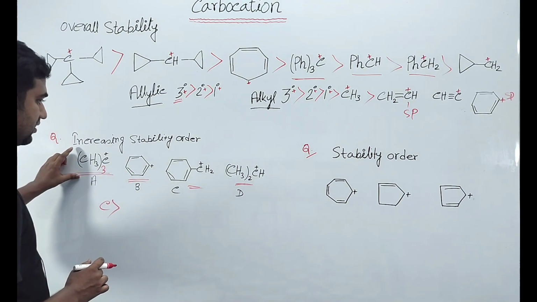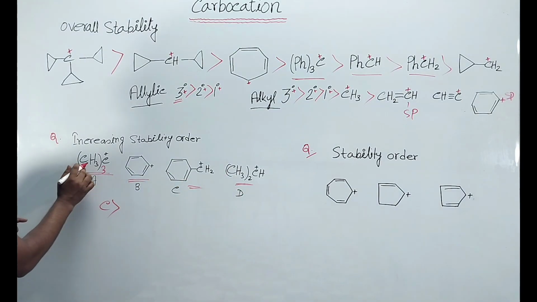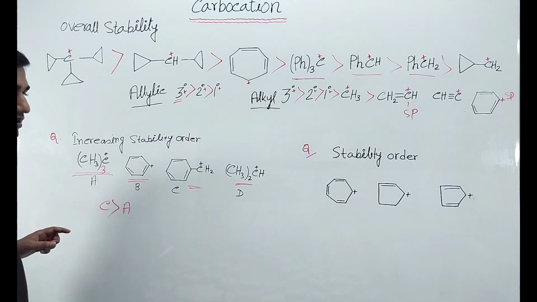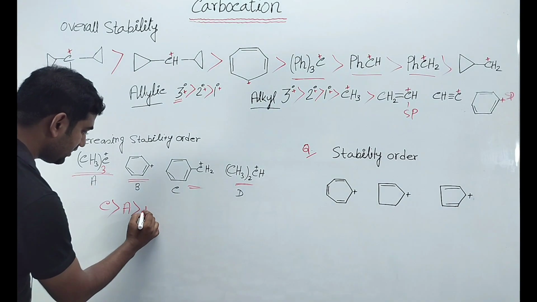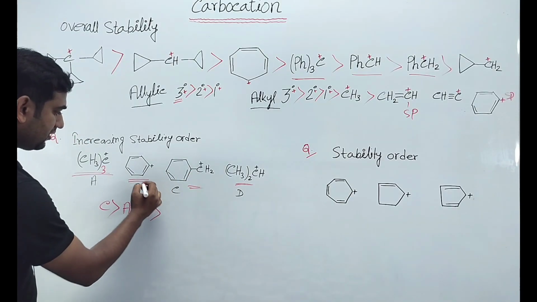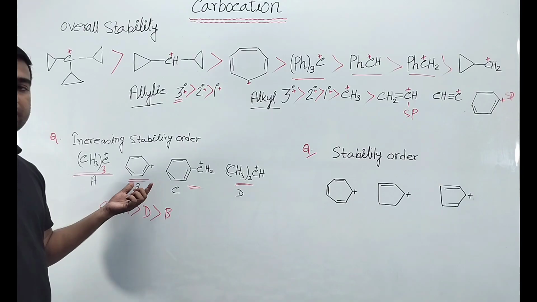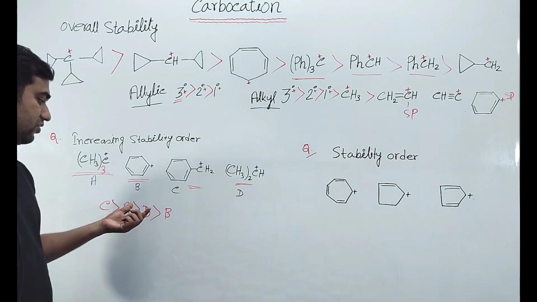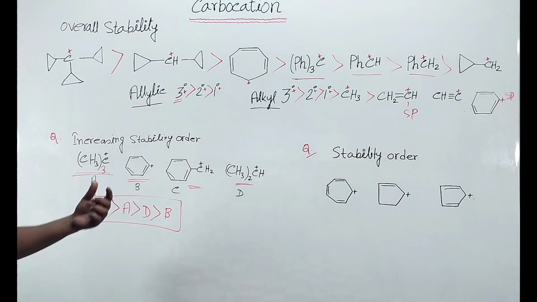After that 3 and 2, here 9 hyperconjugative hydrogens are there and 3 methyl plus I effect is there. That's why A is the second most stable carbocation. After that D, and the least one is B, because in this carbocation aromatic stabilization is destroyed due to the planarity of the molecule. That's why this is the stability order of the 4 carbocations.